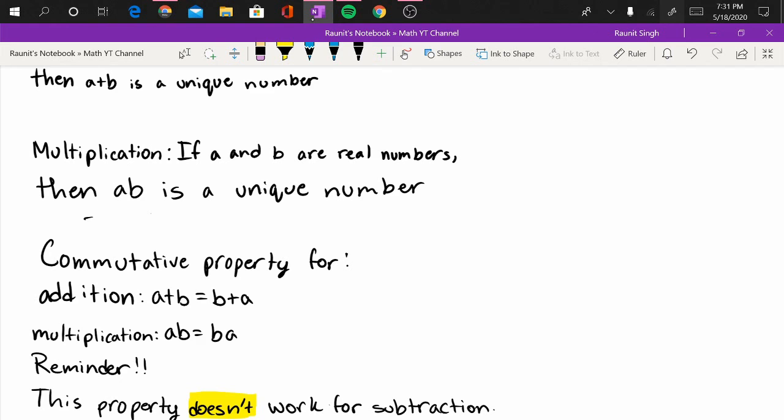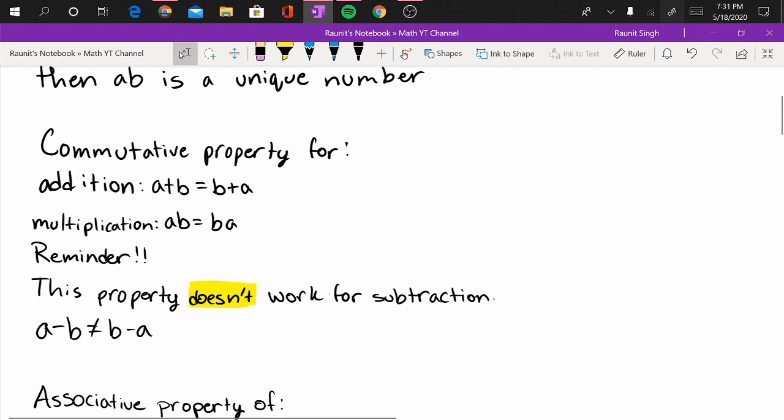Alright, so now let's move on to the commutative property. For addition, it's A plus B equals B plus A. And for multiplication, it's AB equals BA. So a quick reminder, this property, the commutative property, it just doesn't work for subtraction. So a minus b is not equal to b minus a.